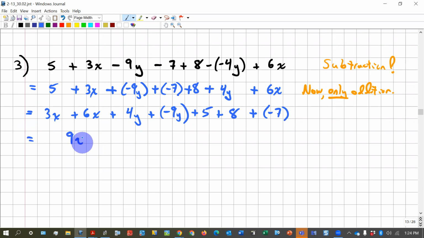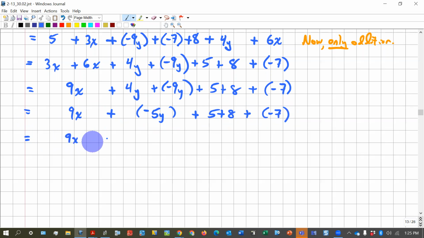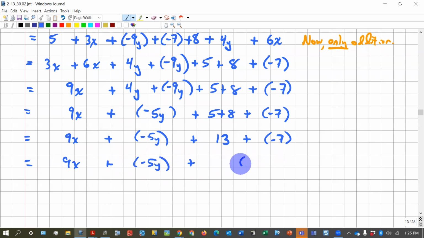3x plus 6x is 9 times x. Copy the rest. X and y are different variables. So now I'm going to add my 2 y terms together. They go to war. Negative team wins. Five plus 8 is 13. And lastly, the 13 plus the -7 is a +6.